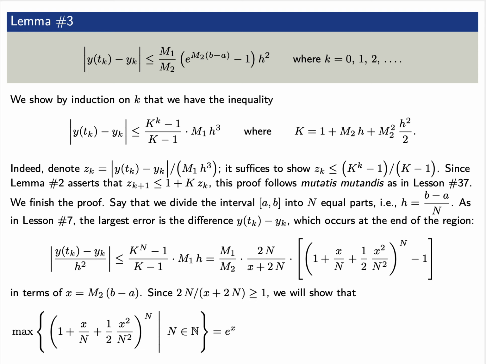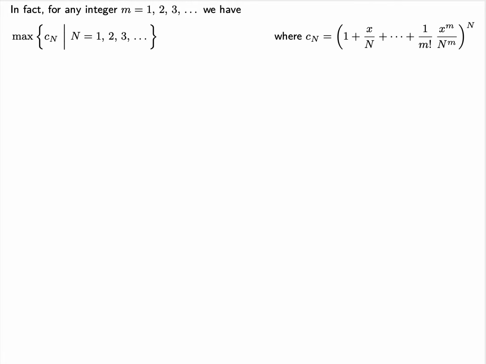Now, we simply realize that the max that we can have for this expression, raised to the nth power, for any non-negative integer n, is going to be e to the x, which actually gives us exactly what we wanted for lemma number 3. So this suffices then to show that the max here is really e to the x. In fact, we're going to write down a more general statement. For any positive integer m, we have the following. We'd like to consider the max of this collection of numbers, where c of n is this sum here.